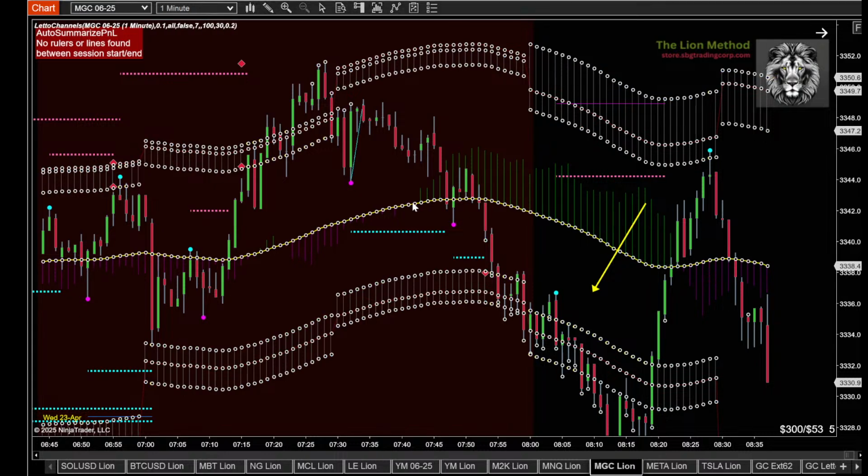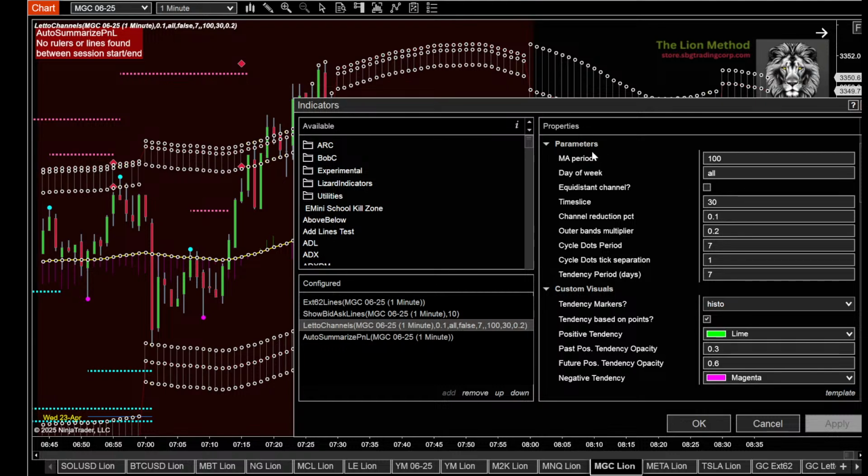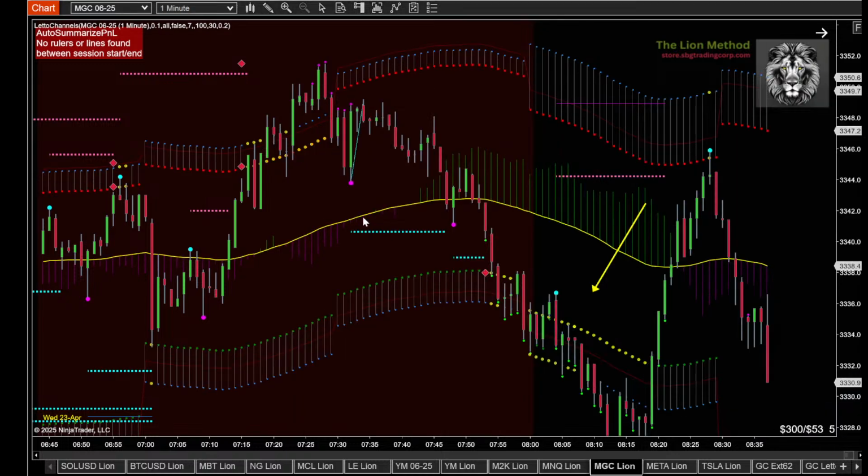This yellow line is one of the Leto channels. It's the center line for the channel, and it is, I think I've got it to an EMA. Let me check though. I think it's an EMA, but it doesn't matter. I mean, it's whatever Leto channels are using. I think it's an EMA.